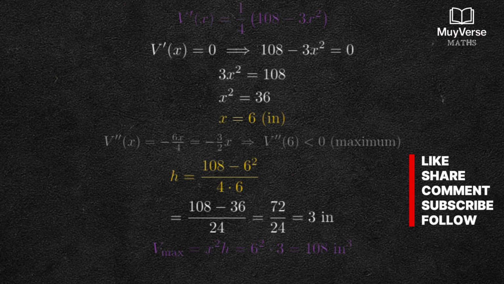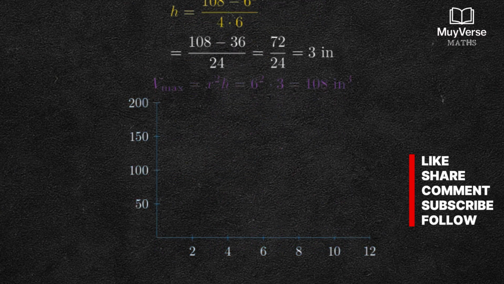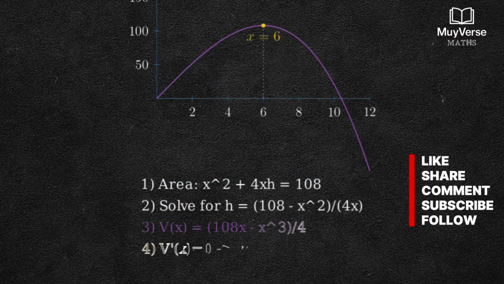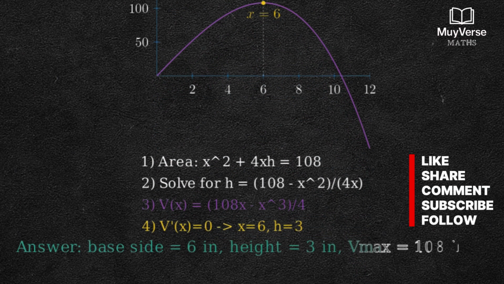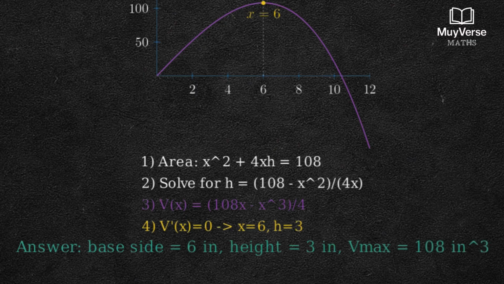Quick visual cue. The purple curve is the volume as a function of x. The peak at x equals 6 is the maximum. For steps, set up the area constraint, express h, write V of x, take the derivative, and solve V prime equals 0. Final dimensions, base side 6 inches, height 3 inches.